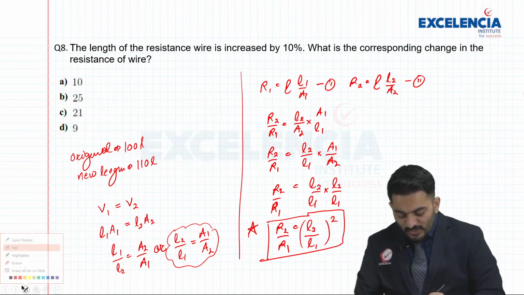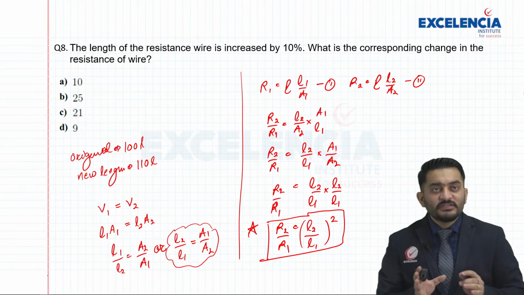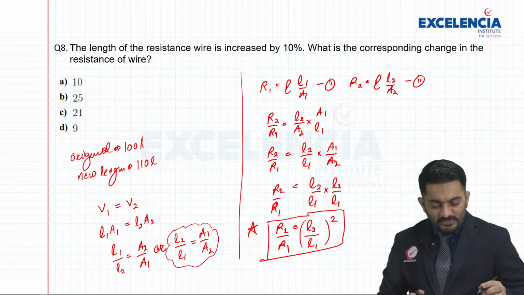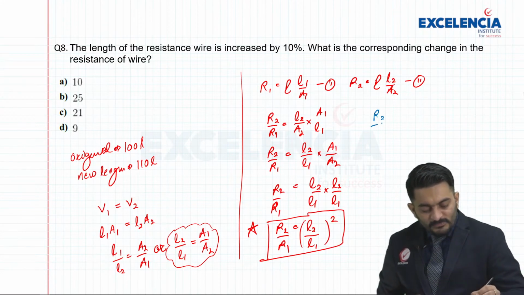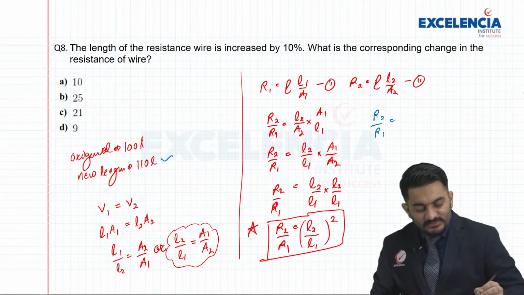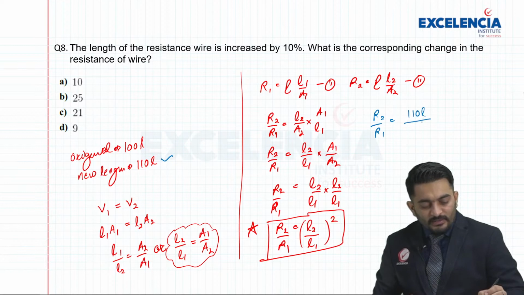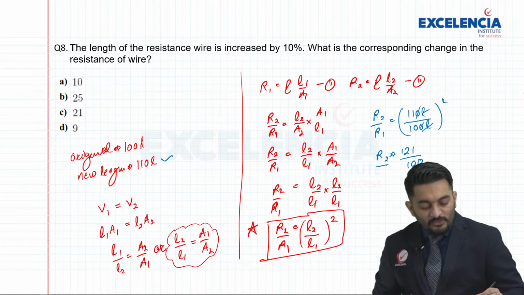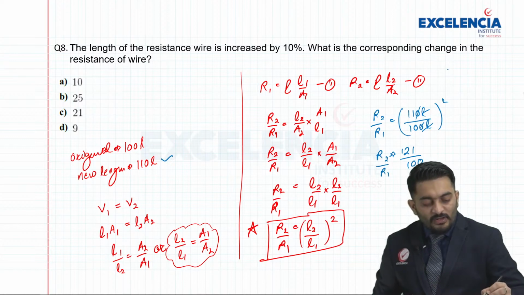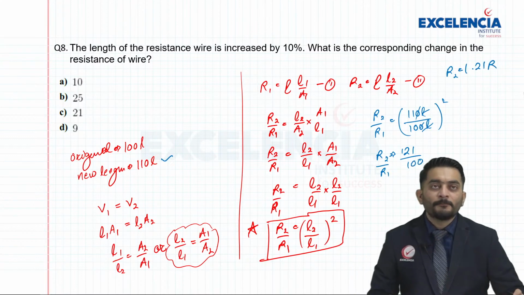Now let me show you, if you skip this much part because you already know this, what we can do. We need to calculate R2, the L2 value is 110L, and your original value is this. Taking a square of it, you can cancel L and L. This will be 121 divided by 100, which is R2 by R1. So you get your R2 value as 1.21 times R.